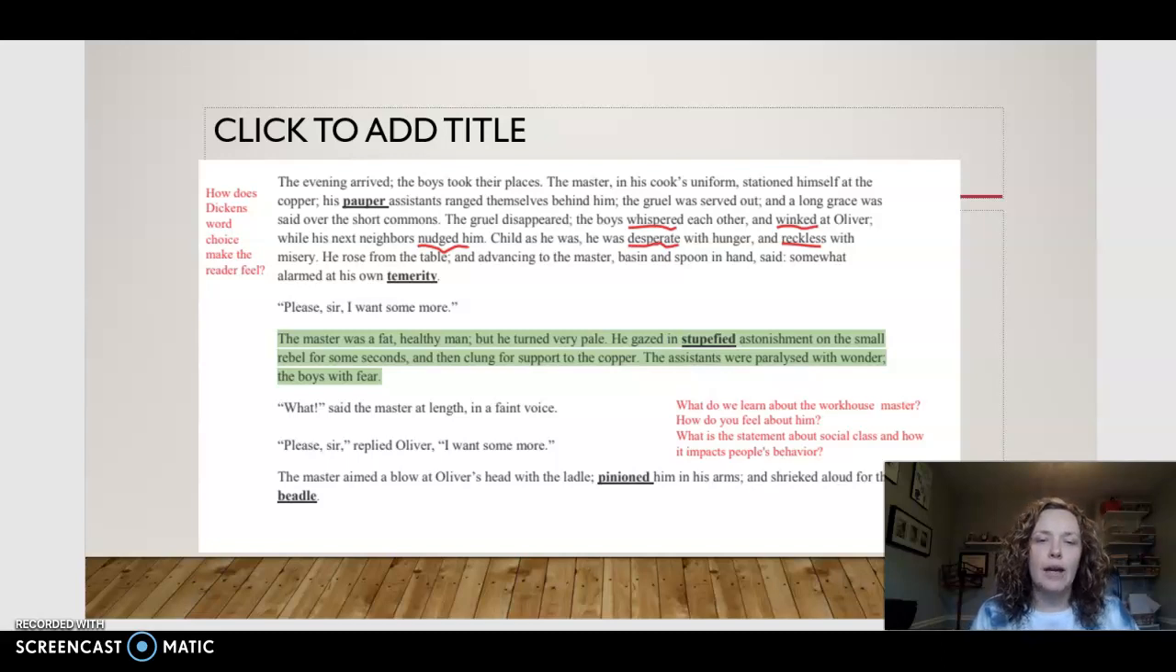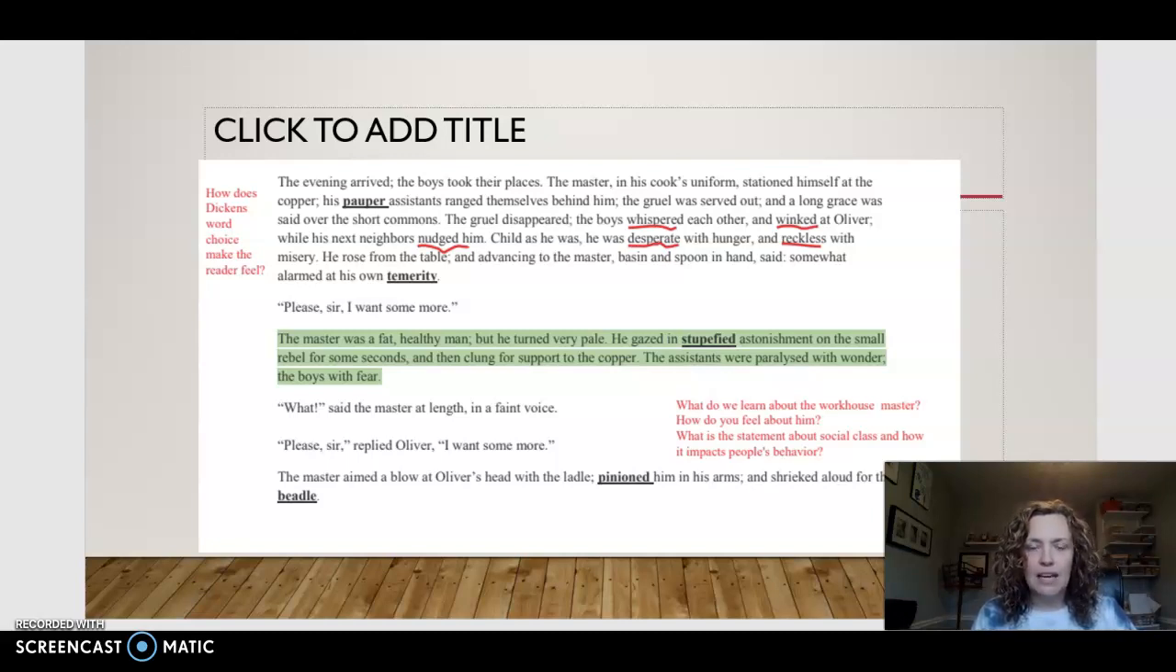The evening arrived. The boys took their places. The master, in his cook's uniform, stationed himself at the copper. His pauper assistants ranged themselves behind him. The gruel was served out, and a long grace was said over the short commons. The gruel disappeared. The boys whispered to each other and winked at Oliver, while his next neighbors nudged him. Child as he was, he was desperate with hunger and reckless with misery.